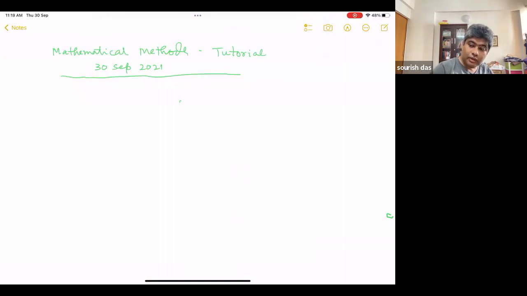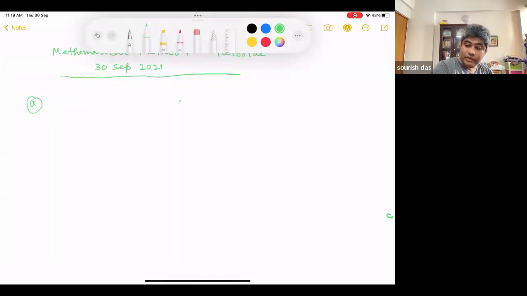So the first problem that we would like to solve, maybe you guys can tell me how can we solve it. n square by n plus 1 minus n square plus 3 by n. How can we approach it?